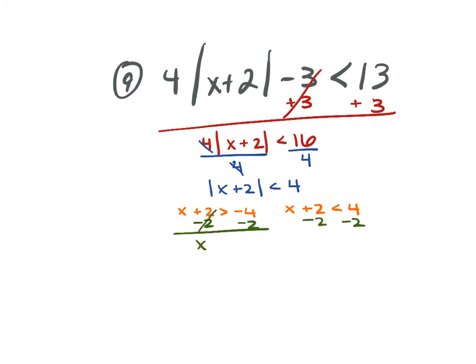So this is going to leave us with x is greater than negative 6, as well as x is less than 2. Those two inequality signs point in towards each other when the inequality on the left has a smaller number. So this is an and statement. So our answer is just going to have the negative 6 and the 2 with parentheses around it since they're not equal to.